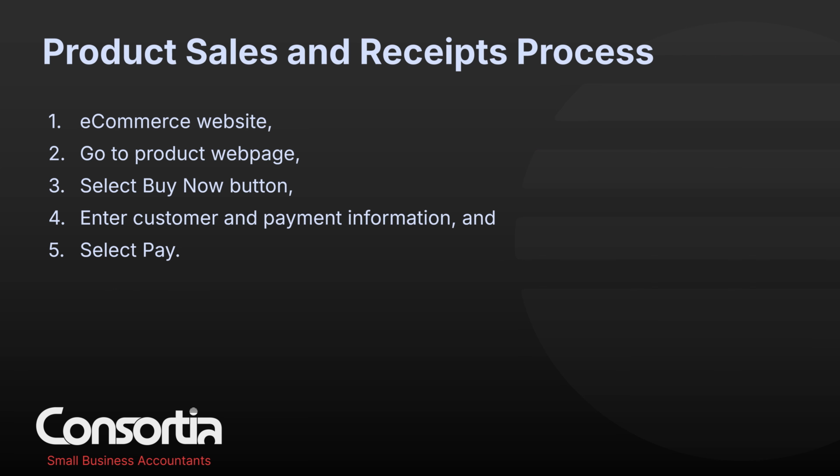And so here's the process. Number one, they go to our website, which happens to be an e-commerce website. Number two, they go to the product webpage. For example, say they want to take a course. They read the information in the course, what they receive, how it's delivered. And then three, they select the Buy Now button. Number four, they enter customer and payment information, and they select Pay. And of course, we're paid within 2 days by credit card. Yes, we do lose just under 3%, about 2.65%.